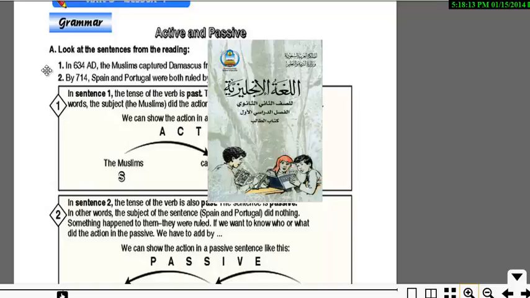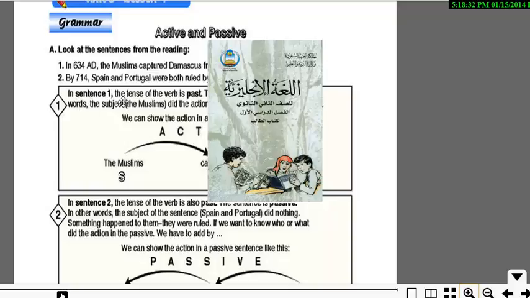In 634 AD, the Muslims captured Damascus from them. This is line 829 in the passage we were at before. By 714, Spain and Portugal were both ruled by the Muslims. Lines 25, 26. So, what are these two sentences about? Well, I'm just going to tell you in a few seconds.